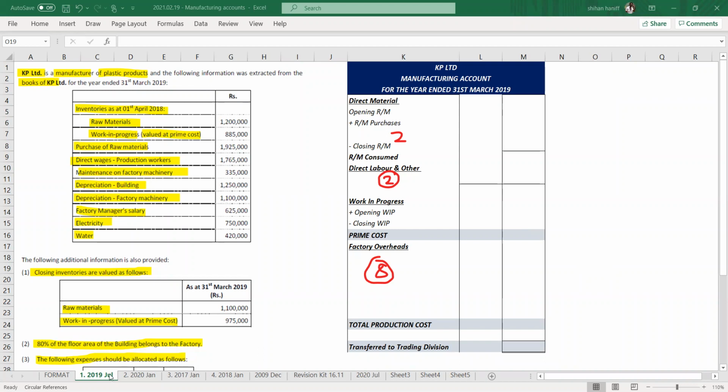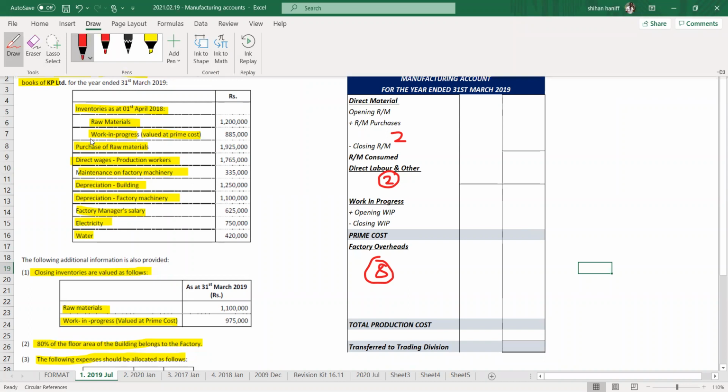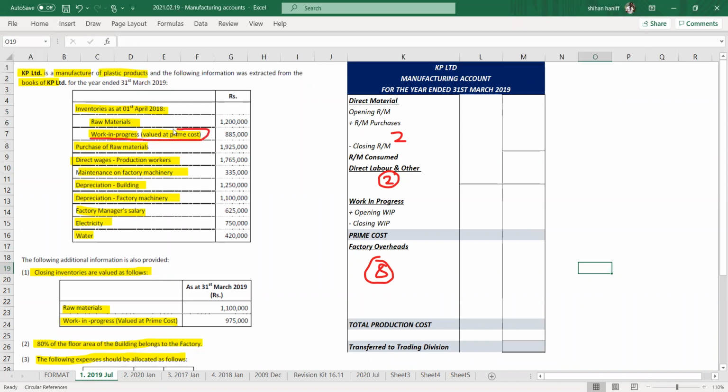There is a doubt. So why is work in progress adjusted in prime cost? Because it is given here, work in progress is adjusted to the prime cost, valued at prime cost. That's the reason we adjusted it before the prime cost. Any other questions? Okay.